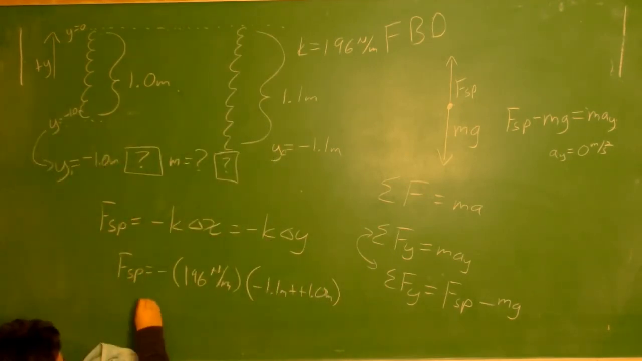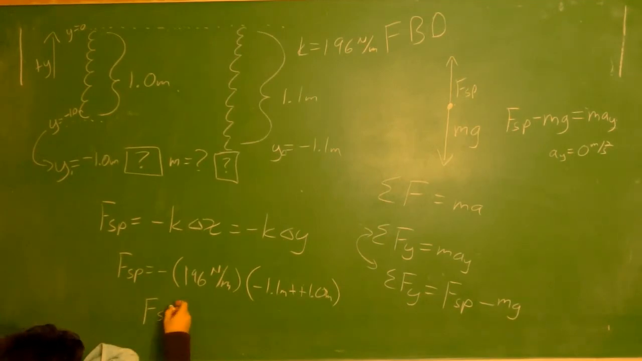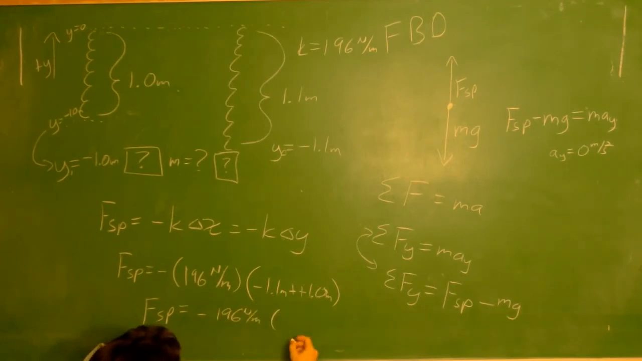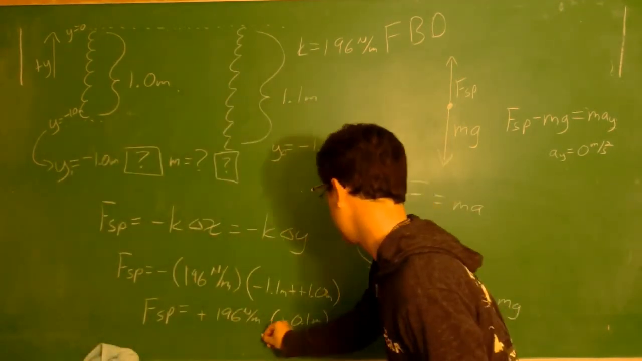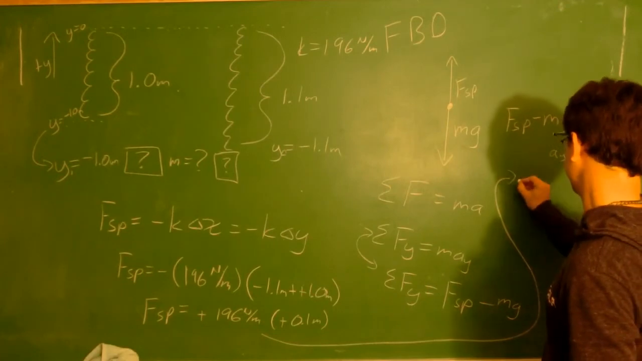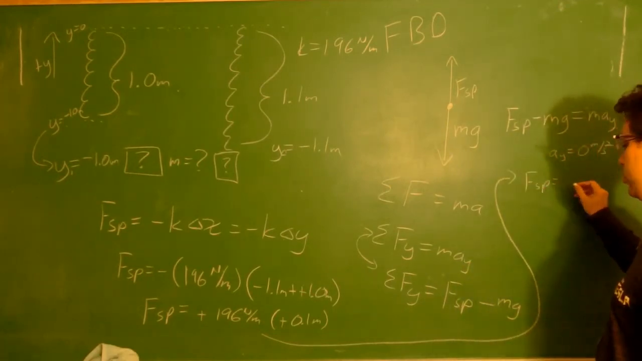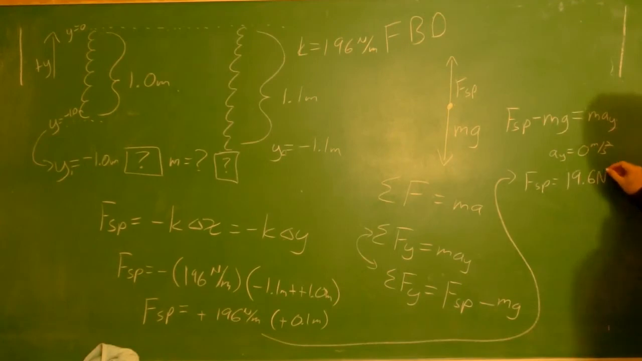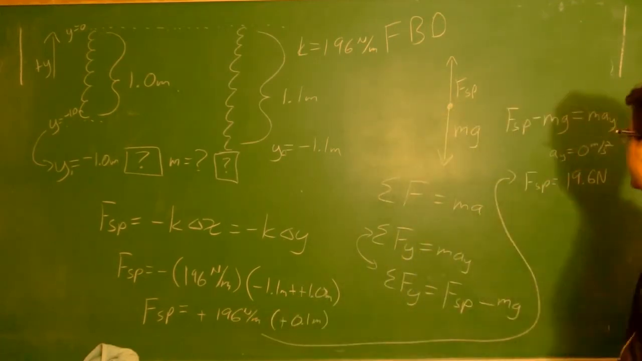And I end up with my force of my spring equals negative 196 newtons per meter times, well, negative 1.1 plus 1 is negative 0.1 meters. Okay, well that negative cancels out the other negative here. Cool. And we end up with 196 times 0.1, the force of our spring, bringing it over here where I can see it. Force of spring equals, what's that going to be? 19.6 newtons. Newton per meter times a meter gives me newtons left.